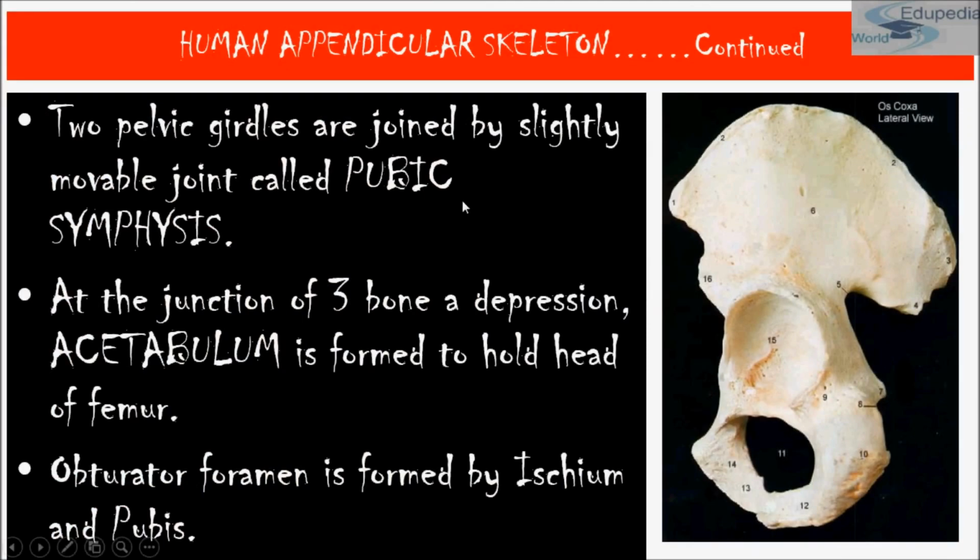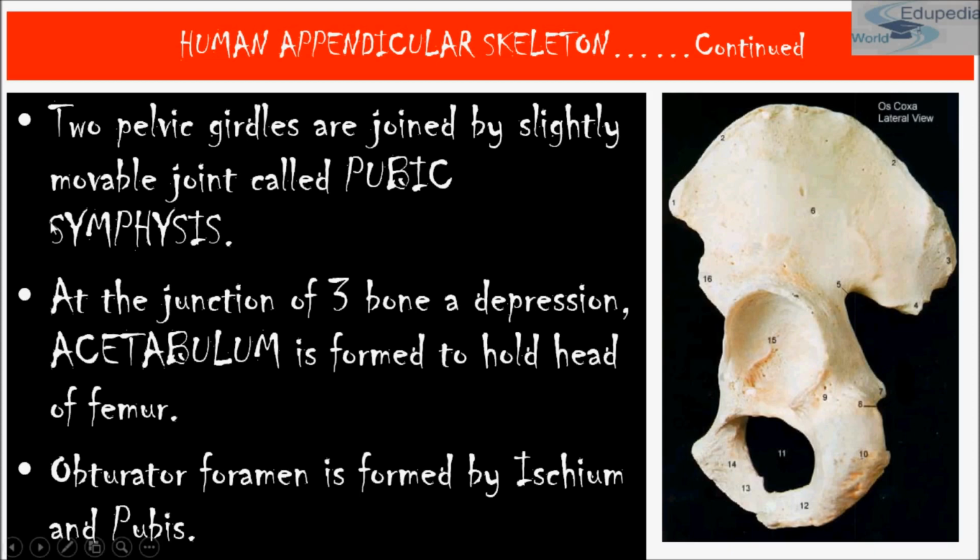In my next section of the presentation I'll be teaching you about the joints. But for the time being, just know that the two pelvic girdles, that means the two hip girdles, are joined by a slightly movable joint, which we call pubic symphysis. In my previous section of the presentation, I have already given you the overview of the human appendicular system. Please refer to that presentation for detailing.